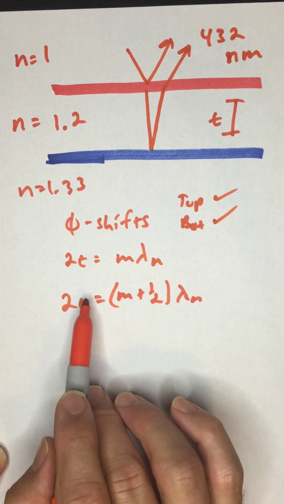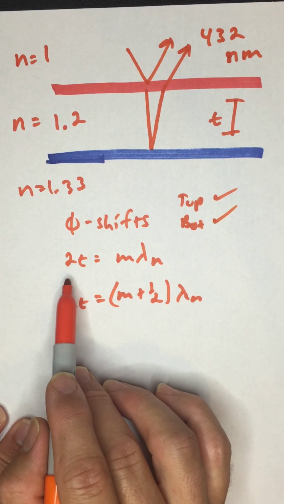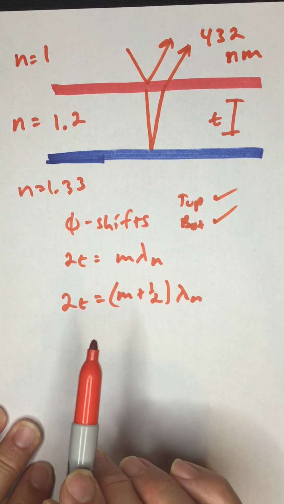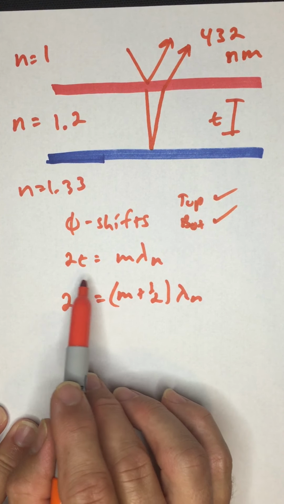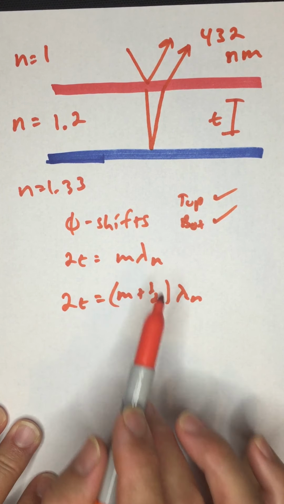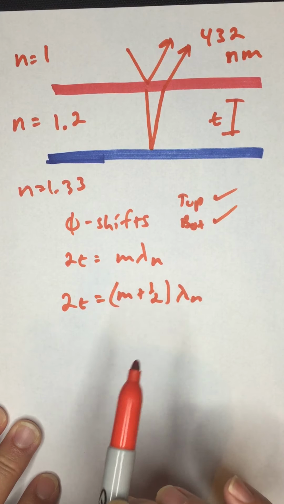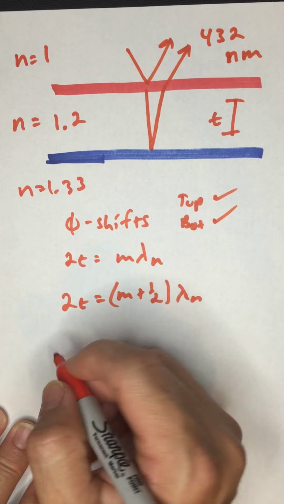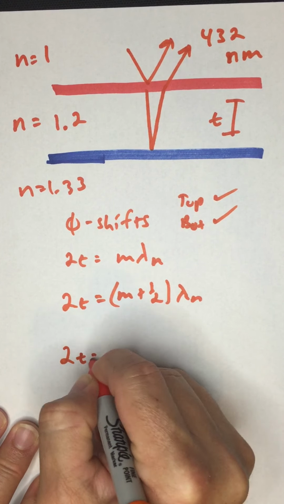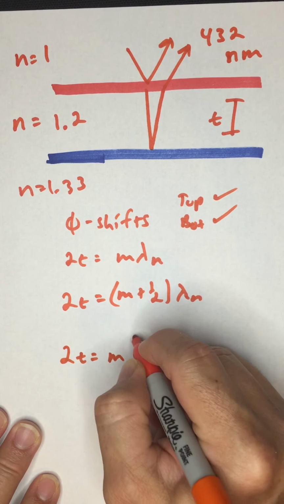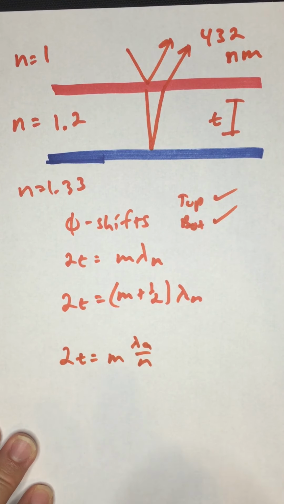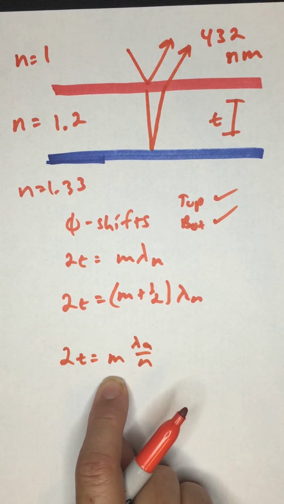My original constructive equation is this one. So 2 phase shifts, 0 phase shifts, 4 phase shifts, if you have that, means this is constructive. 1 phase shift, 3 phase shifts, 5 phase shifts means this one is constructive. But in this case, I've got 2. This is constructive. So I'm going to do this same thing. 2t is equal to m times lambda a over n, substituting in for lambda n. And now let's do the same thing we did before.